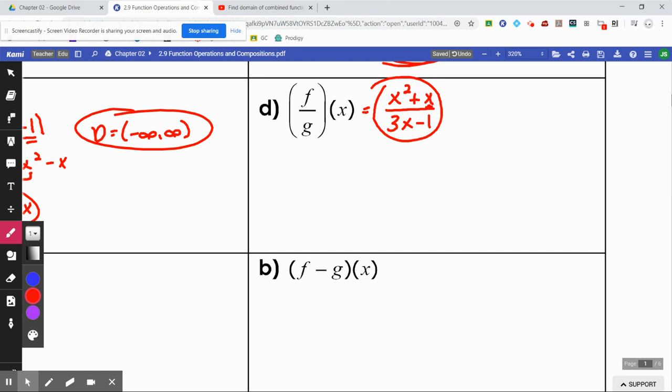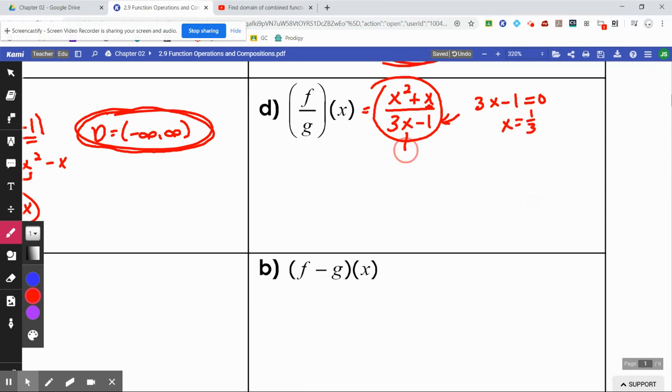The domain, what could x values be? Now, up to this point, the combined f of x and g of x domain has been negative infinity to positive infinity. However, there is a problem here. We know that the bottom cannot be equal to 0. So we're going to come over here and ask ourselves, what would make it equal to 0? Move the 1 over, divide by 3, and you get 1/3.